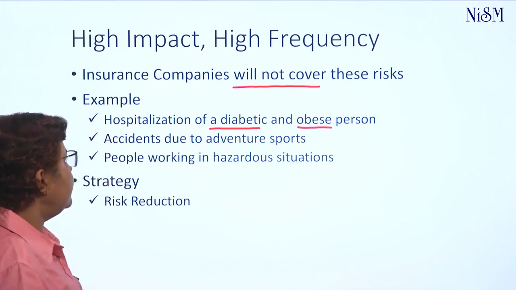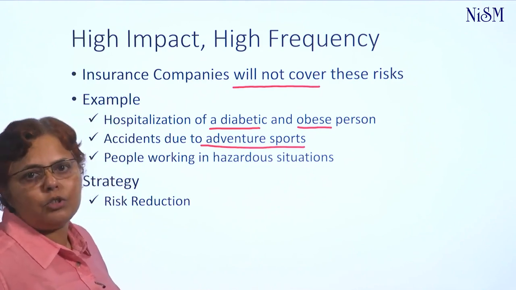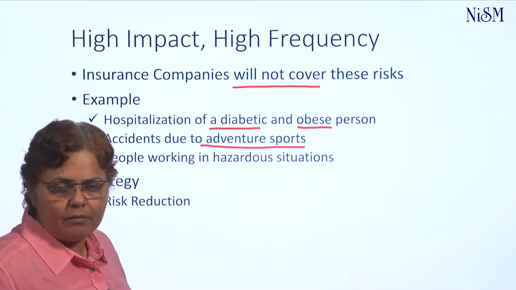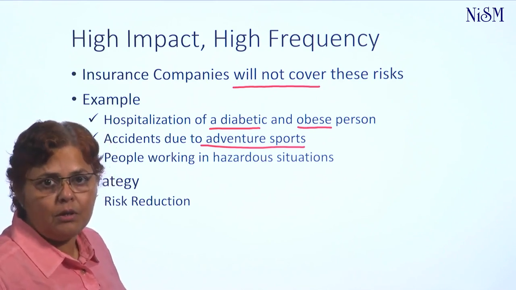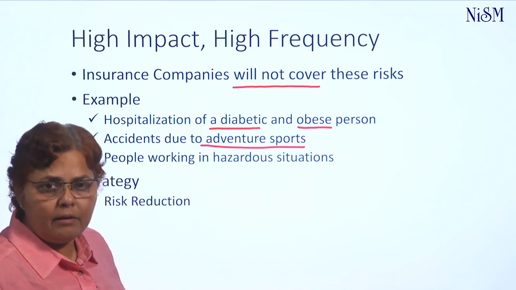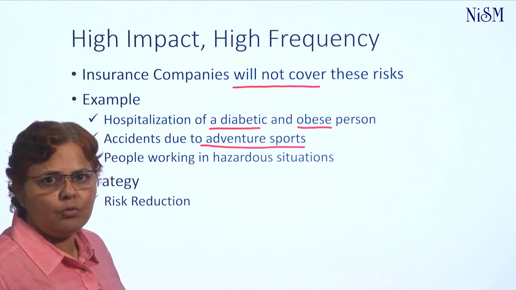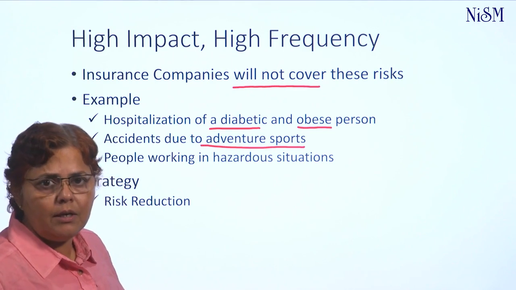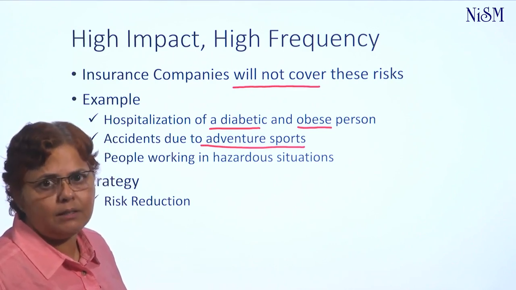Another example is adventure sports. The coach or the people who are getting into skydiving or bungee jumping, or who are always part of the Himalayan trek. These are high impact zones, with a challenge to life, life threatening situations. The chances of these being covered by insurance companies are very, very less.